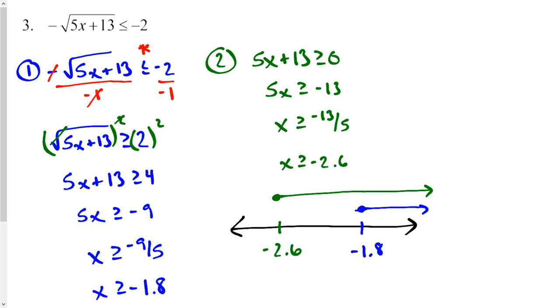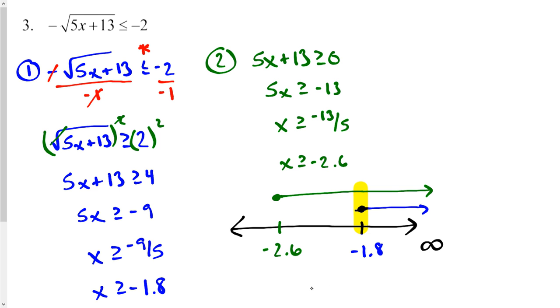So where are both of the conditions true? Well, they start being true right at negative 1.8. And when do they stop being true? Well, the answer to that is they never stop being true, because ultimately, if it's going all the way to the right, it's going towards infinity, okay?